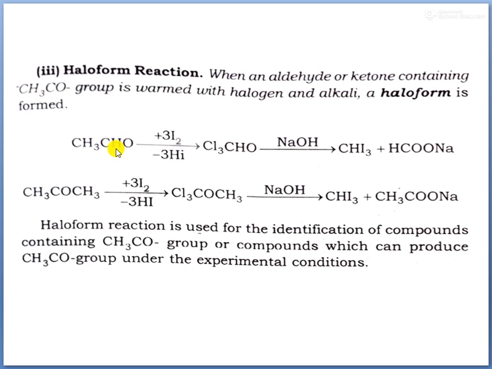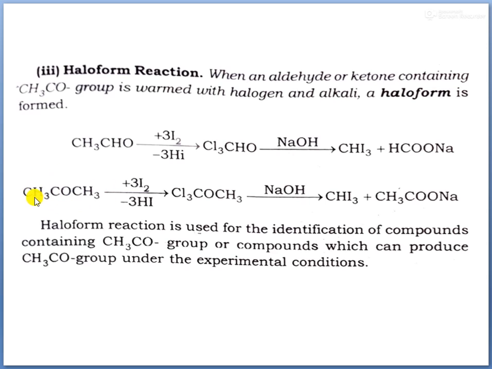When this type of compound reacts with halogens, the 3 hydrogens will be replaced by 3 halogen atoms. You can see CI3CHO. And this product, when again treated with sodium hydroxide, CHI3 is formed. So this is the haloform. The name of this haloform is iodoform. In the case of chlorine, we get chloroform, that is CHCl3. Here we get iodoform, and the byproduct is HCOONa.